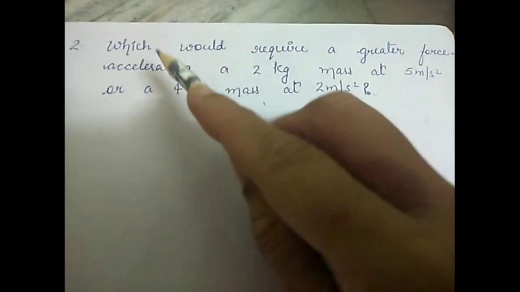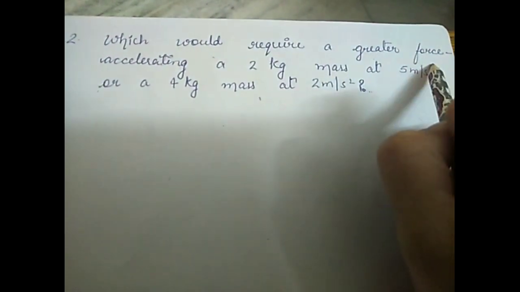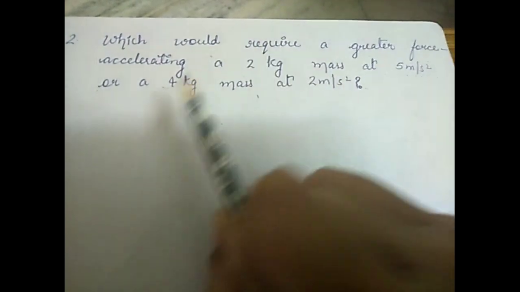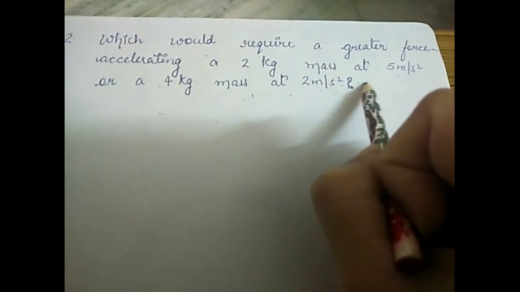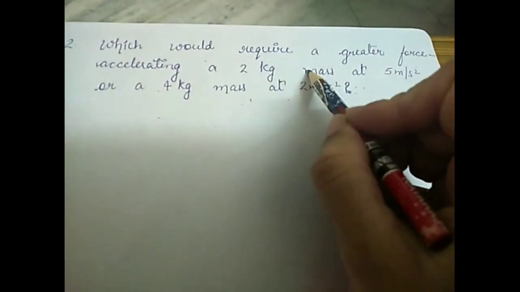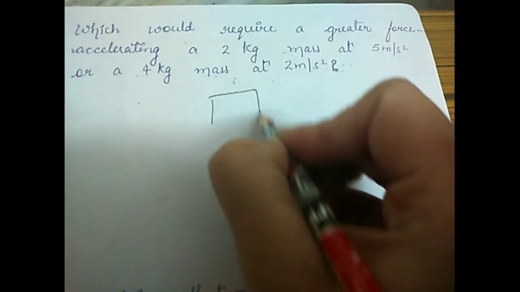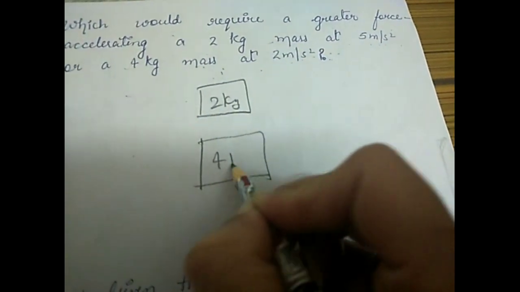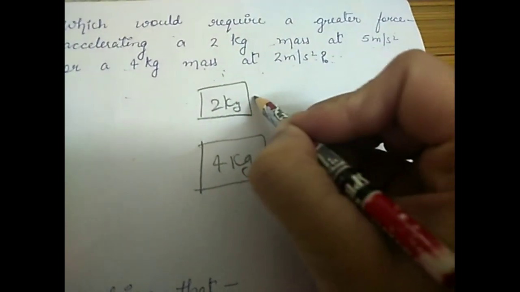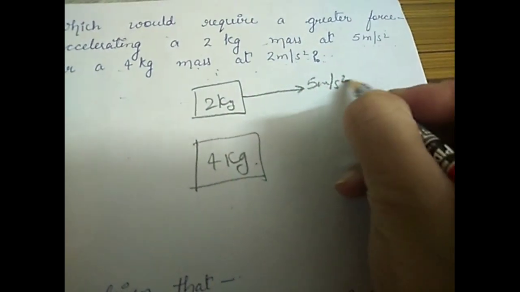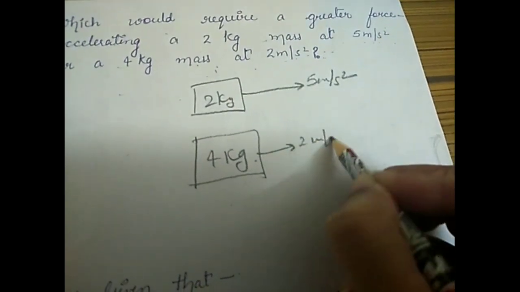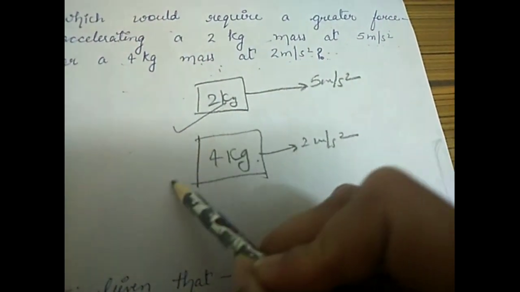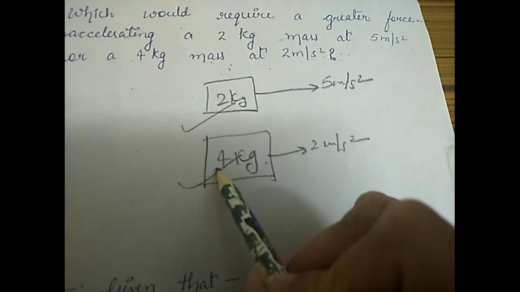Which would require a greater force, accelerating a 2 kg mass at 5 meter per second square or a 4 kg mass at 2 meter per second square? Okay, see, there are two masses given. One is of 2 kg and second is of 4 kg. It is accelerated to 5 meter per second square and it is accelerated to 2 meter per second square. Now, which body requires more force? That we need to find out.